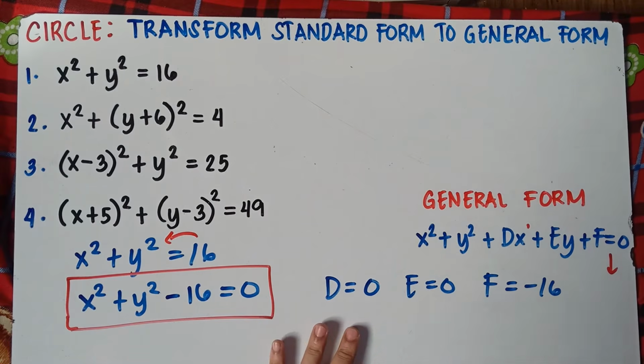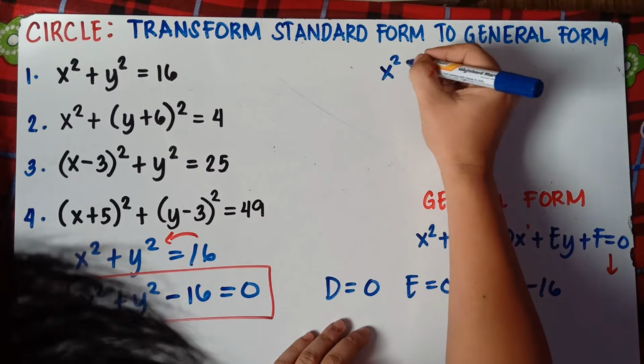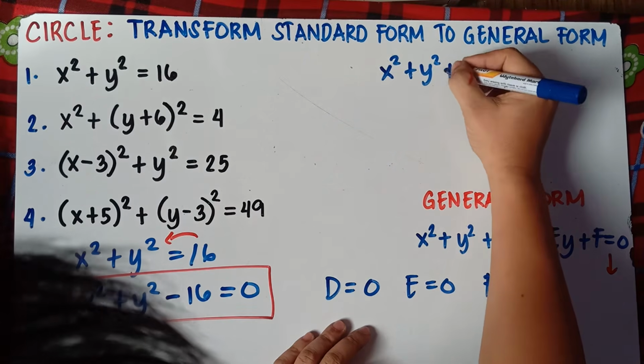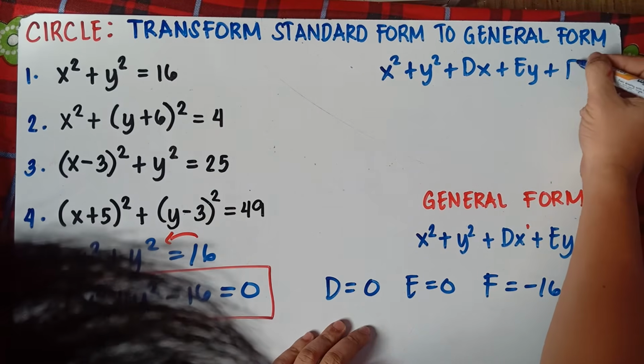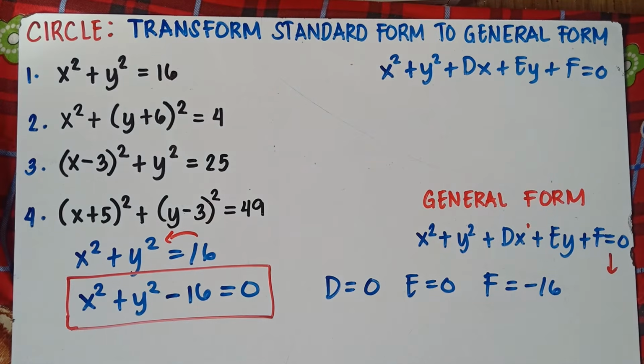So that's it for number 1, class. Easy, right? For number 1. So general form, we have x squared plus y squared plus dx plus ey plus f equals 0.